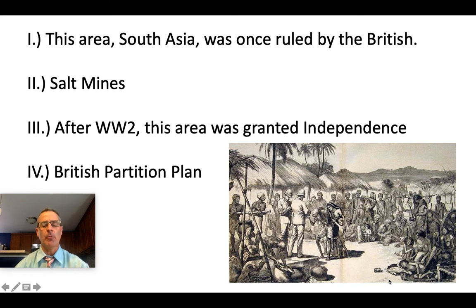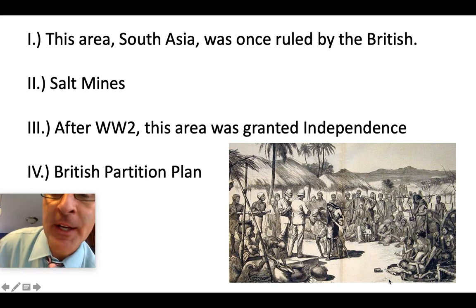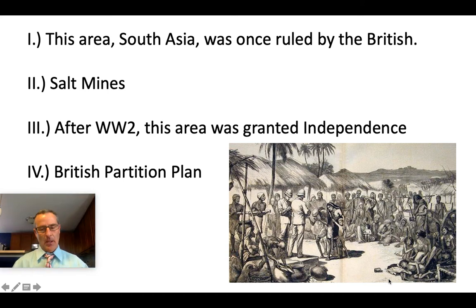And so when we talk about this area becoming free and independent from the West, it's an area that was once colonized by Europe. The rivalries and the resources. This area of South Asia was once ruled by the British, and there were many reasons why the British colonized this area and wanted to hang on to it. The one that I threw down was the salt mines.